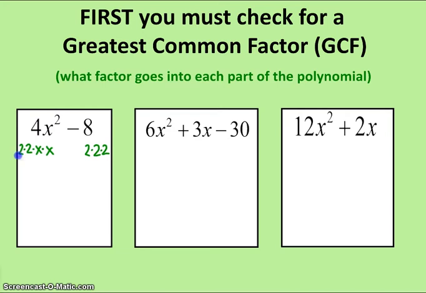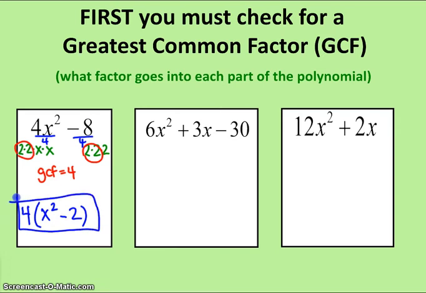Notice that 4x squared and 8 share two 2s, so the greatest common factor will be 4. Now, what this means is I'm going to take each term, 4x squared, and divide it by the GCF 4. So 4x squared, I'm left with x squared. Negative 8 over 4 is negative 2. I put my GCF out front, and that is my final answer. Basically, I can double check my work, redistribute the 4 in, and I will get 4x squared minus 8.